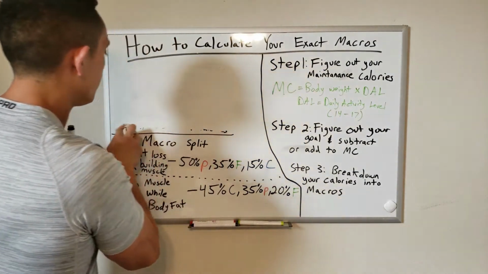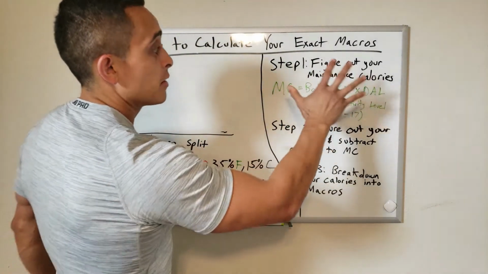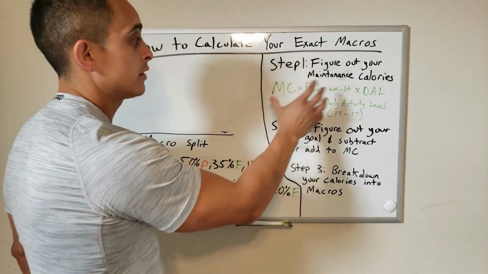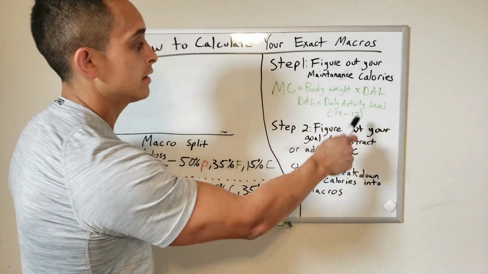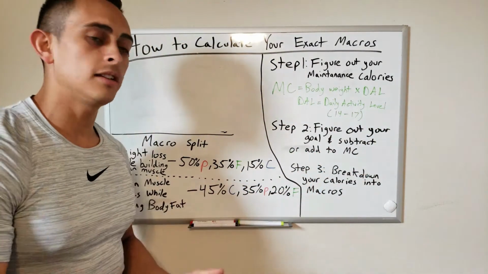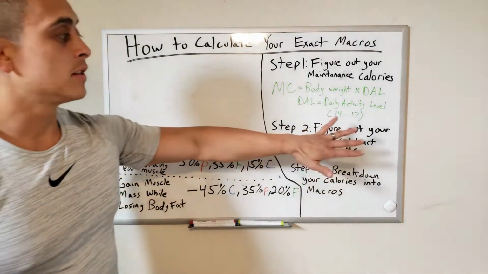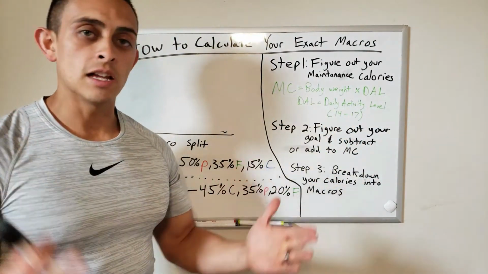Okay, so step 1 is to figure out your maintenance calories. This is the formula I use. It's your body weight times your daily activity level. 14 being the lowest, where you have a sit-down job and you're not doing much. 17 being the highest, you're always active, you work construction. That's what all that means.